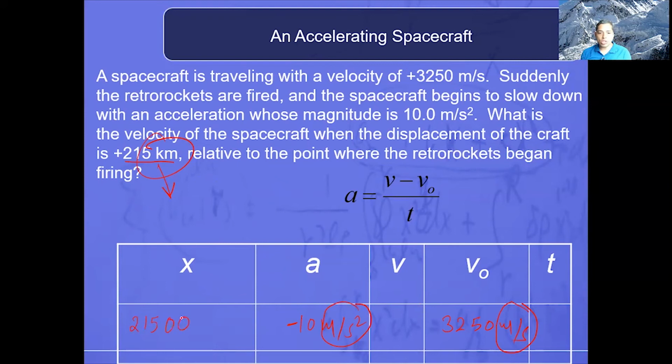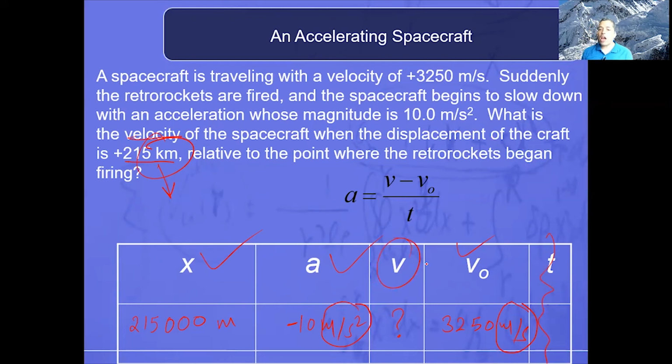215 times 1000. That's how you get meters, right? Then what are you supposed to find? Velocity, V. So out of 5, you know 3 of them. You know this, you know this, you know this. So if you know 3 of them, you can find the 4th one. You don't need this anymore because this is the thing you need to figure out.